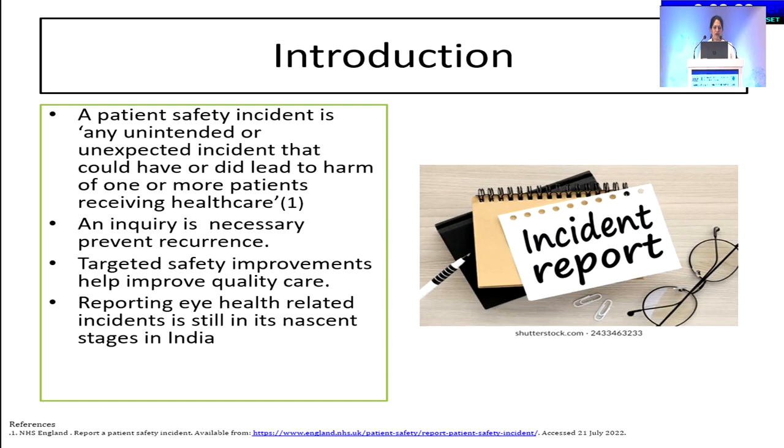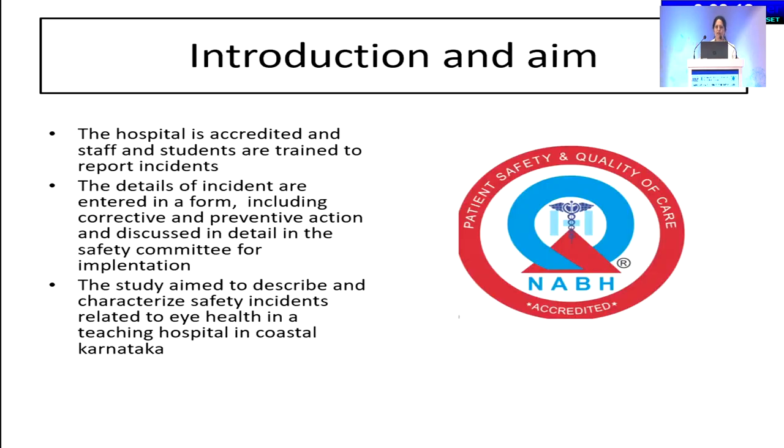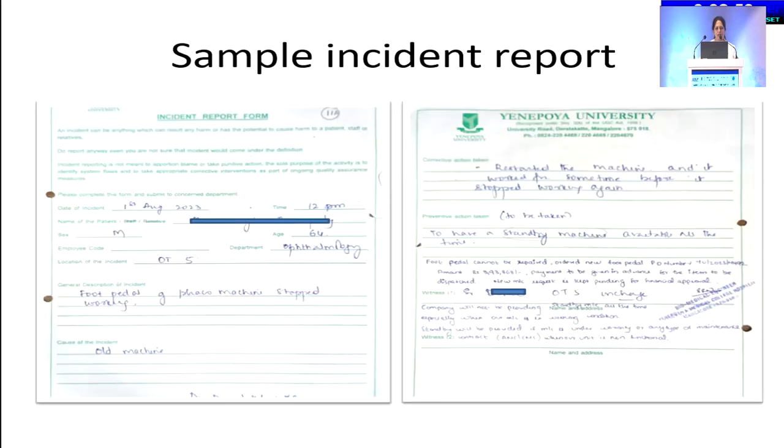Reporting eye health related incidents is still in its nascent stages in India. So, the hospital is accredited and staff and students are trained to report incidents. The details of the incident are described in a form which also includes corrective and preventive action, and this is discussed in detail in the Safety Committee for implementation. Our study aimed to describe and characterize safety incidents related to eye health in a teaching hospital in Karnataka.